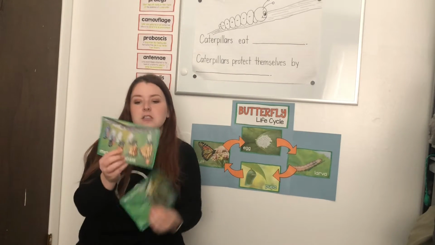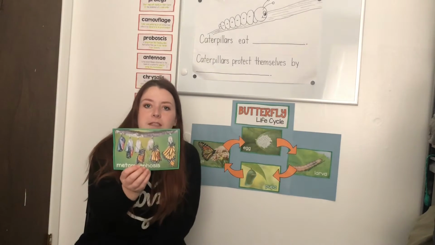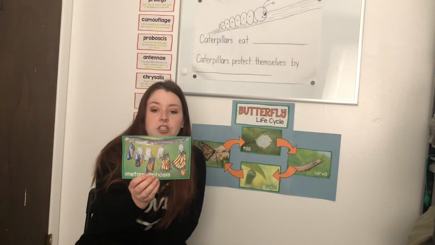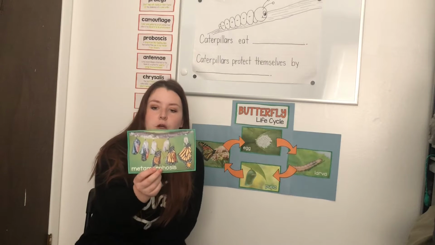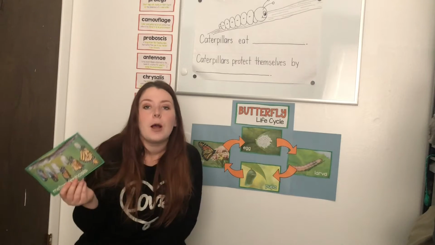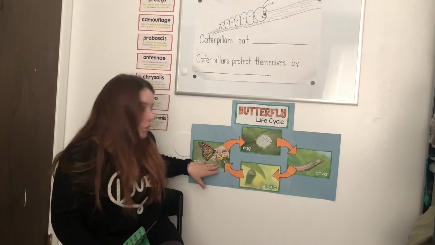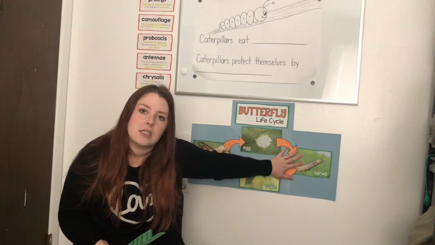The first picture is metamorphosis. Remember, metamorphosis is a series of physical changes that some animals go through to become adults. It's them changing from being, say, a larva into an adult, or from the younger stage of their life into the adult stage.